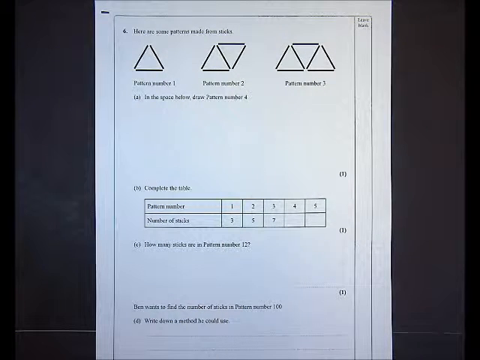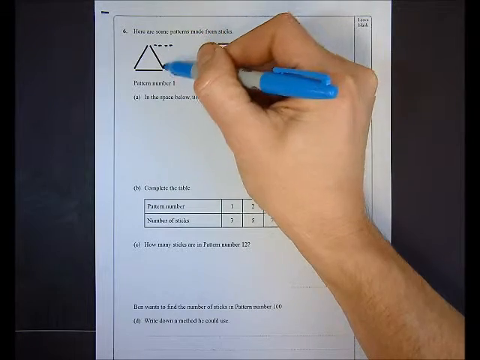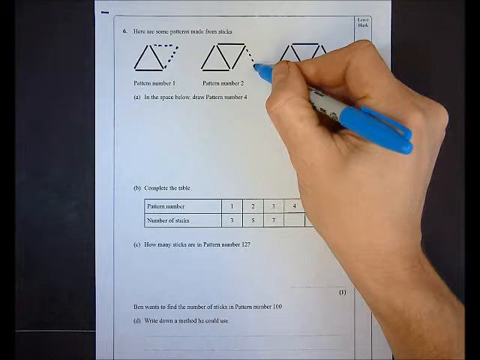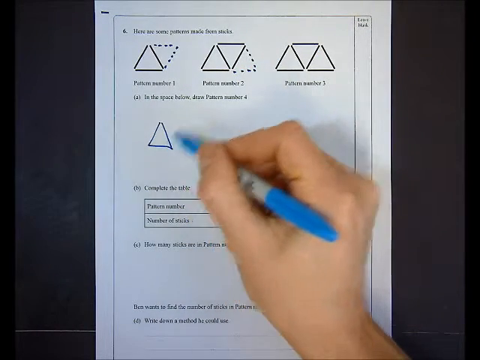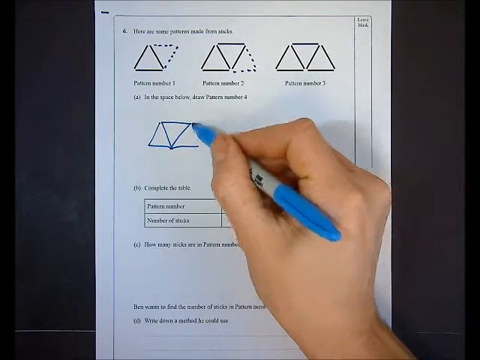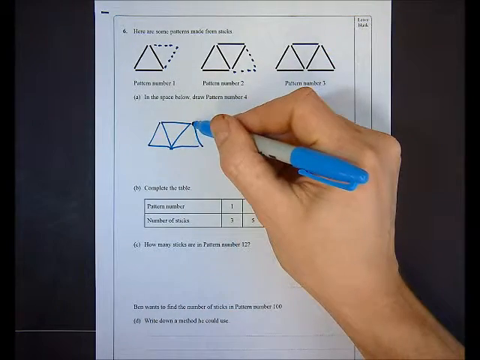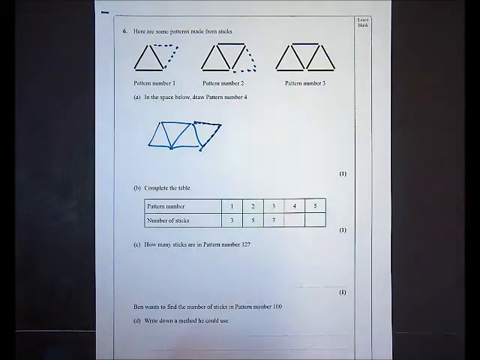Question 6, I'm shown some patterns made from sticks, and in part A, I'm just asked to draw pattern number 4. So I can see that from pattern number 1 to pattern number 2, I just added on 2 more sticks there. And similarly from pattern 2 to pattern 3, I added on 2 more sticks there. So it's just a case of carrying that on. So pattern 3 looks like this. And for pattern 4, I've just got to add on a couple more here. So I just need to add on those 2 bits there. And that's pattern 4.